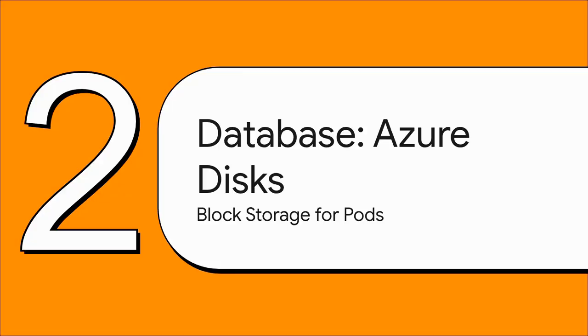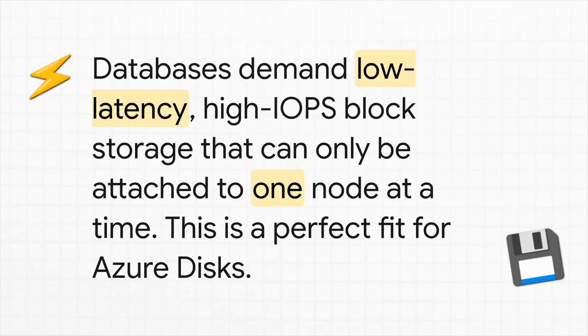All right, with those basics down, let's get back to our application. The first and maybe most important component is its database. This is the heart of our service, and you know what? It's got some very specific needs. Databases, they're pretty demanding, right? They need two things, super low latency and crazy high IOPS. That's input-output operations per second. Basically, how fast it can read and write.